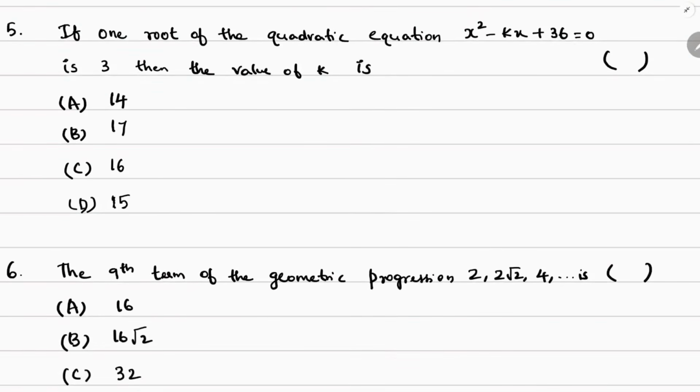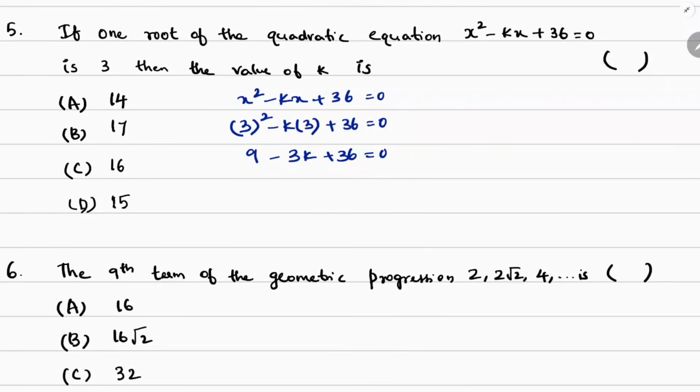Next one. If one root of the quadratic equation x square minus kx plus 36 equals 0 is 3, then directly in place of x we can substitute 3. 3 square minus k into 3 plus 36 equals 0. 9 minus 3k plus 36 equals 0. 9 plus 36 is 45. Minus 3k we transpose to the right side as plus 3k. So 45 by 3 equals k. So the value of k is 15. So the correct option is D.